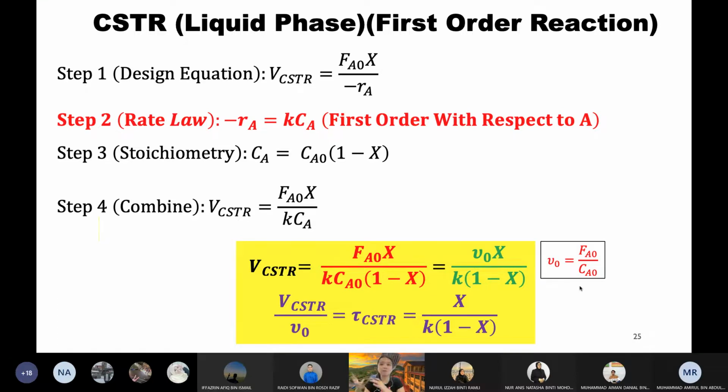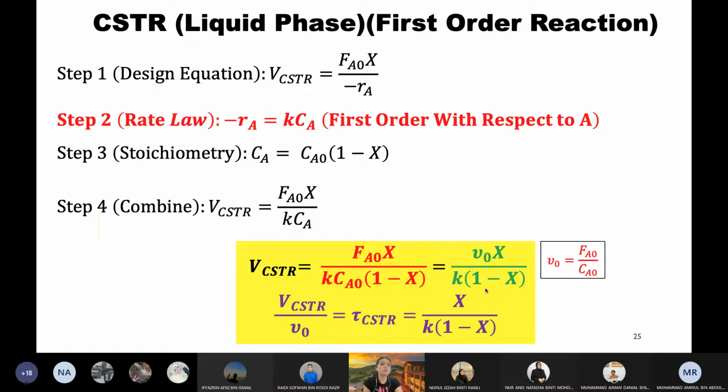So normally I will remember multiplication. So I remember FA0 tu sama dengan CA0 multiply with epsilon naught. Ataupun kalau nak tahu epsilon naught maka equals to FA0 per CA0. Okay, so now I can replace my FA0 at the top and the CA0 at the bottom. If I divide, I will get the epsilon naught. So sekarang saya dapat version kedua equation saya, which is epsilon naught X. Yang lain semua tak berubah. So epsilon naught X per K in bracket 1 minus X. So this formula also can be used to find the volume of your CSTR.